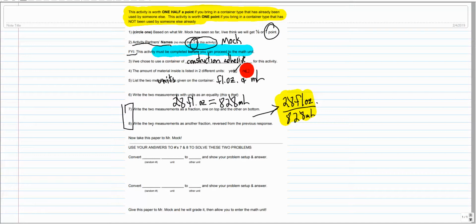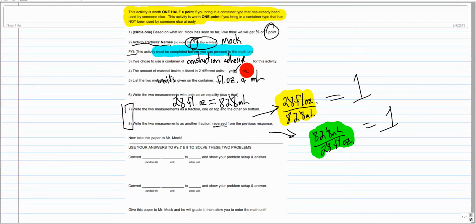Okay. Then it says write the 2 measurements as another fraction, reversed. So this time I'm going to write 828 milliliters over 28 fluid ounces. Why am I writing it both ways? Well, I'm writing it both ways because depending on what unit I want to convert, I'm going to use one fraction or the other. And remember, just as a key here, each of these 2 fractions equals the number 1. And if you multiply by the number 1, you're not changing the identity or the quantity of your answer, you're only changing the unit.